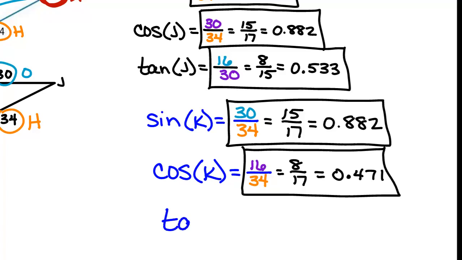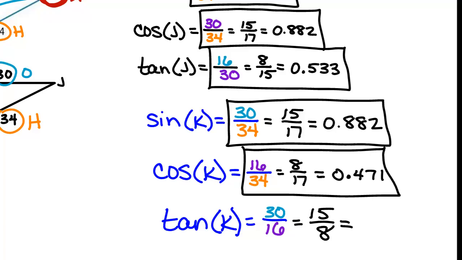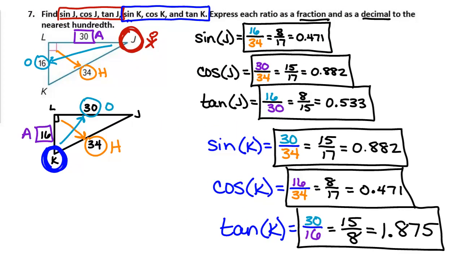And then we have tangent of angle K. Tangent is opposite over adjacent. My opposite side is 30. My adjacent side is 16. So 15 over 8, or 1.875. For any of the problems where you are asked to do sine, cosine, and tangent for both of the non-right angles, I would redraw my triangle and relabel it.